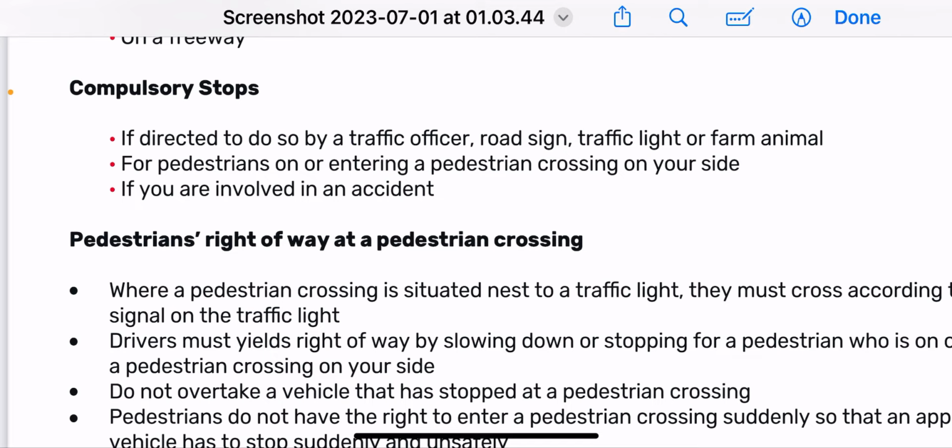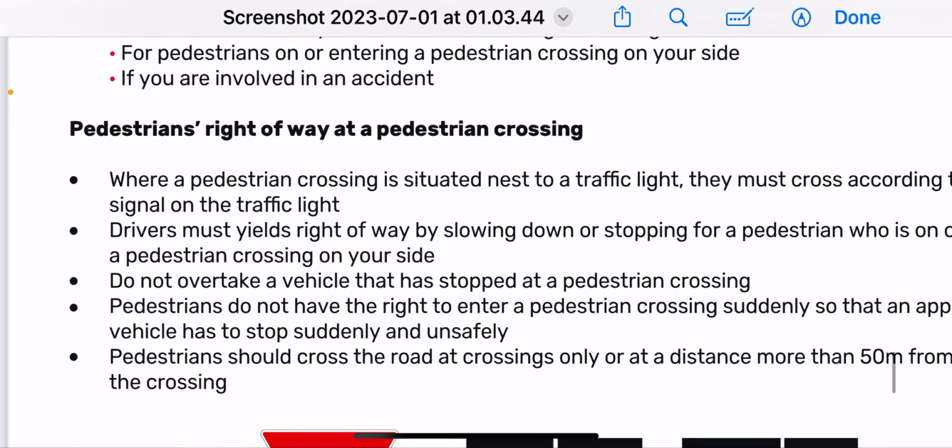I see here the road sign for farm animals, but a farm animal cannot just stand on the road and say stop. So obviously there is someone who will be herding animals, who would ask you and say, please, may you please stop so I can let my animals pass. You see? And it's compulsory for you to stop for pedestrians on or entering a pedestrian crossing on your side. And it's compulsory for you to stop if you are involved in an accident.